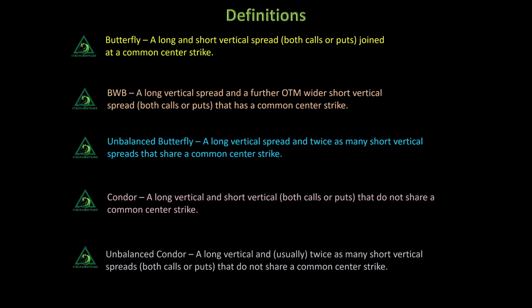Now, a condor, everybody should know this, is a long vertical and a short vertical that do not share a common center strike. And then the unbalanced condor is simply the same thing as a condor with an extra sale of vertical spreads to lower the cost or debit, similar to the same philosophy or thinking, the modus operandi, as the BWB.